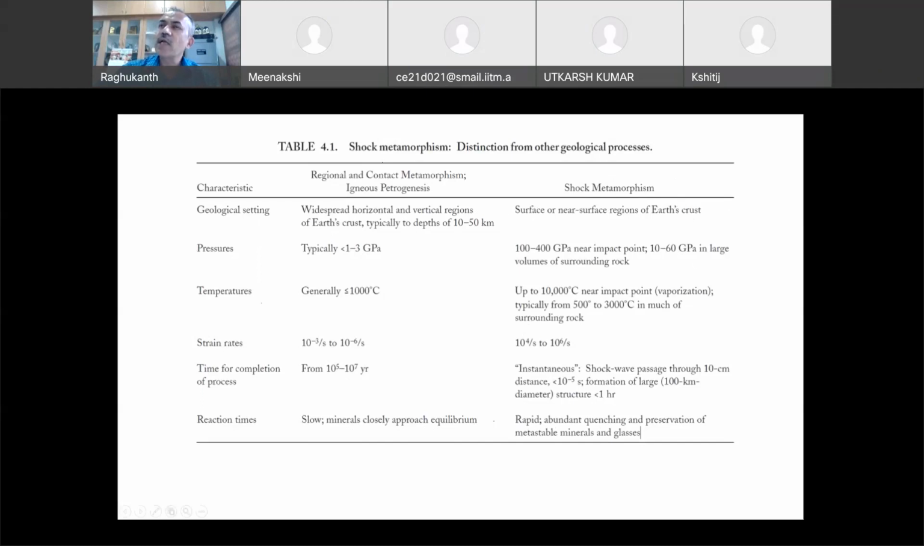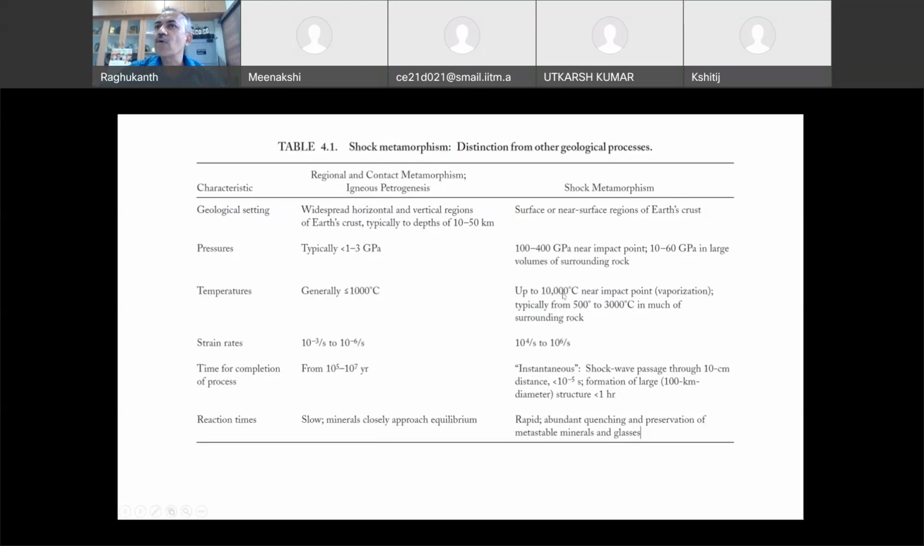Okay. So generally, if you see diamonds, where do they form? They form inside the earth, and during volcanoes or something, they come out. But when there is shock metamorphism and it happens on graphite, because of the high pressure and temperature, you can see diamonds form on the surface itself. So you can see shock metamorphism on the surface or near-surface regions, and the pressure is almost 100 to 400 gigapascals. So the entire rock changes its structure, and other things also happen.